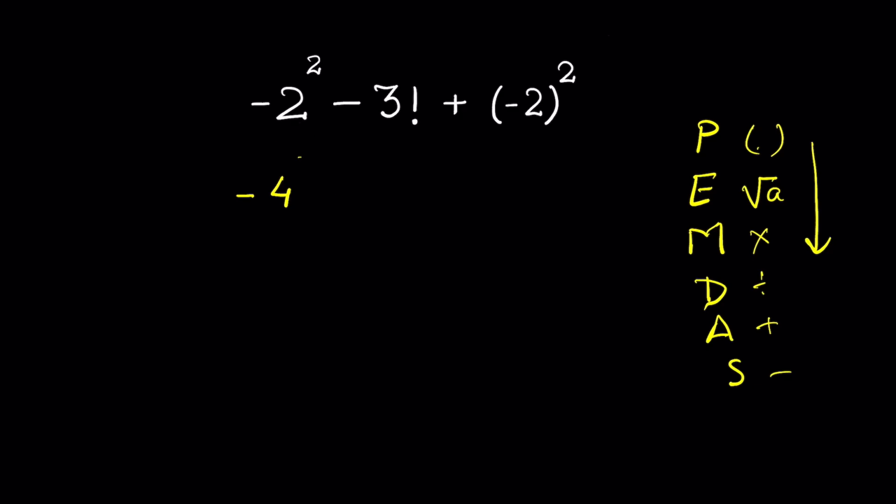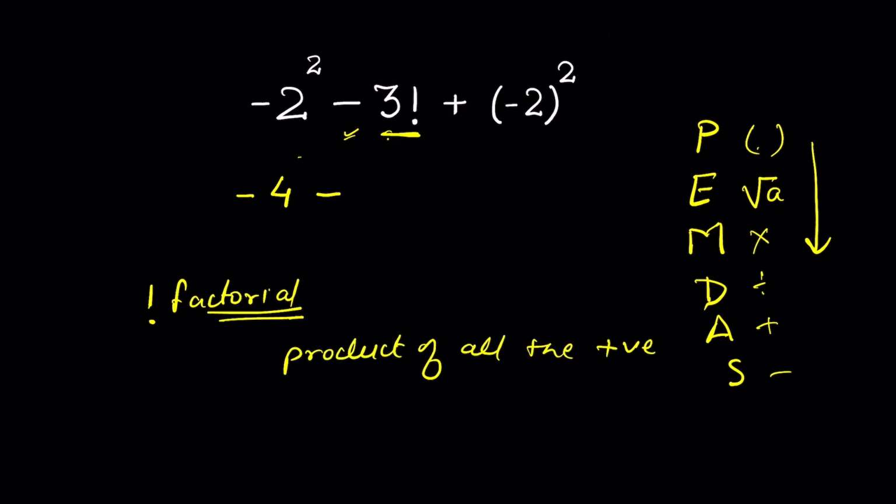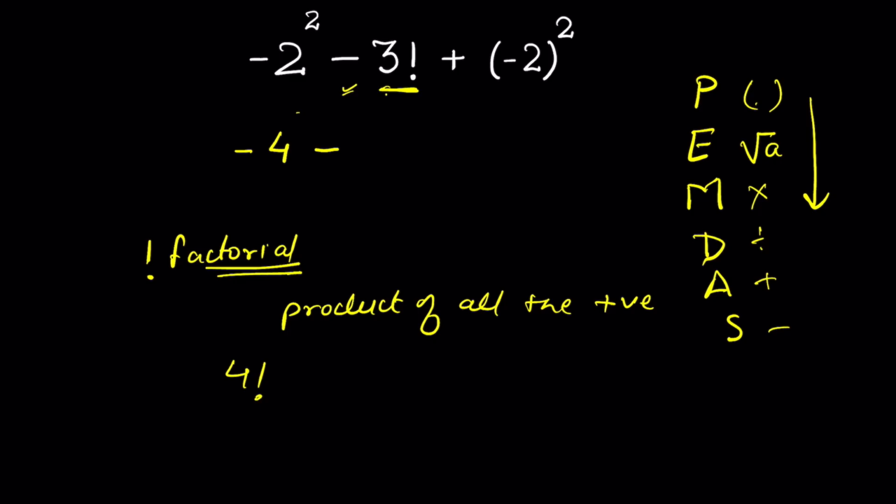Then we have the minus sign again. Now we have this symbol, and this is called factorial. Here also the students make the mistake of considering this negative sign along with the 3 factorial. Now let's first understand what factorial means. This symbol is called factorial. This means the product of all the positive integers up to that number. So if we have 4 factorial, that means the product of all the positive integers up to 4.